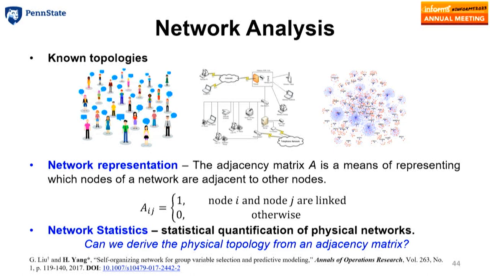So network representation: the adjacency matrix A is a means of representing which nodes of a network are adjacent to other nodes. If nodes i and j are linked, we give a 1. If they are not linked, we give a 0. So that's Aij. Network statistics help us statistically quantify physical networks. If we know the network topology, we can get the adjacency matrix. But now, if we have the adjacency matrix, can we derive the physical topology? This is one paper that we published to answer this question.